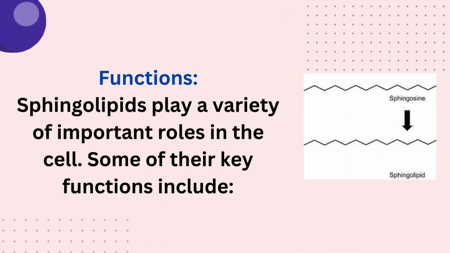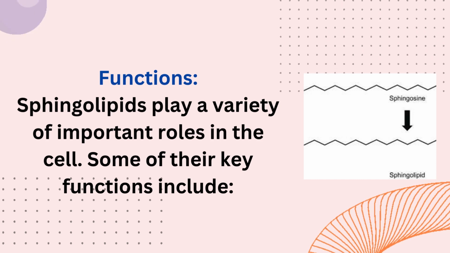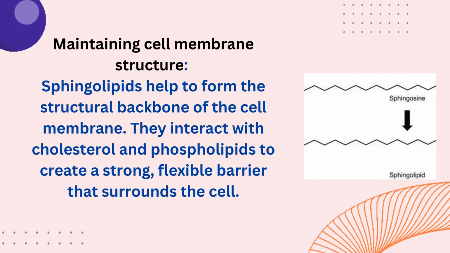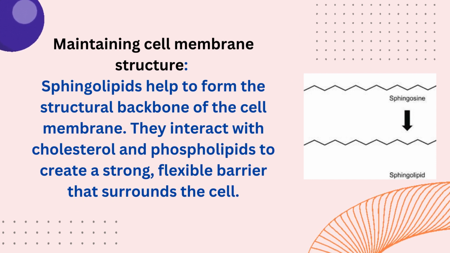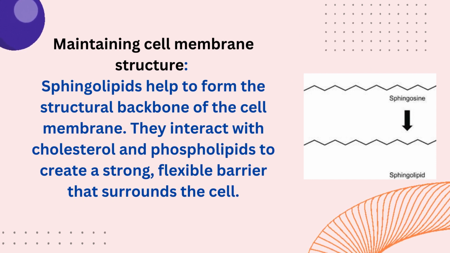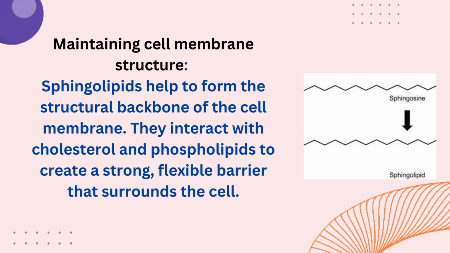Functions. Sphingolipids play a variety of important roles in the cell. Some of their key functions include maintaining cell membrane structure. Sphingolipids help to form the structural backbone of the cell membrane. They interact with cholesterol and phospholipids to create a strong, flexible barrier that surrounds the cell.